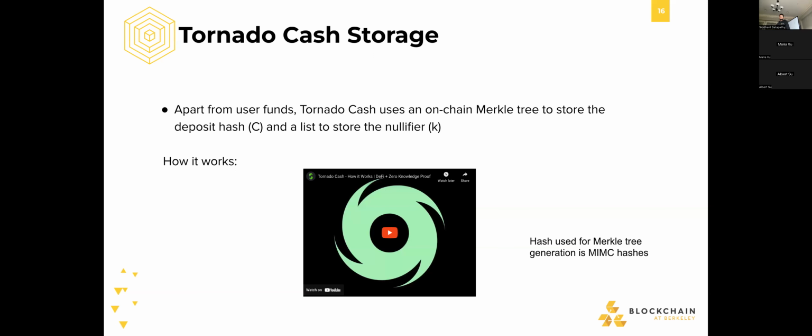Okay, that's actually a perfect segue. So Tornado Cash stores a couple of things, right? Apart from the user funds, it stores C and a hash of K's. The way it stores C is through a Merkle tree, and the way it stores the hash of K's is just a regular list. So specifically, are you all familiar with Merkle trees? Okay, sweet, we can run through this quick.